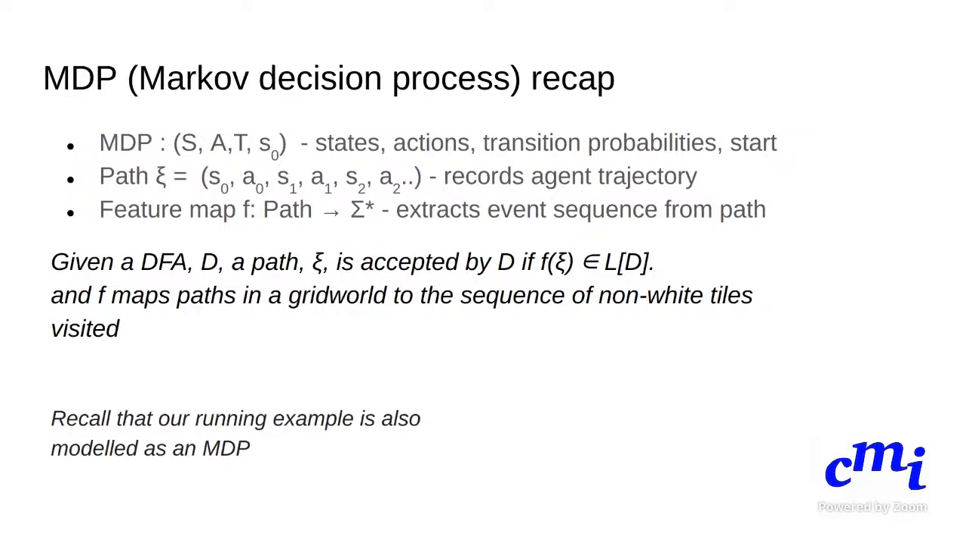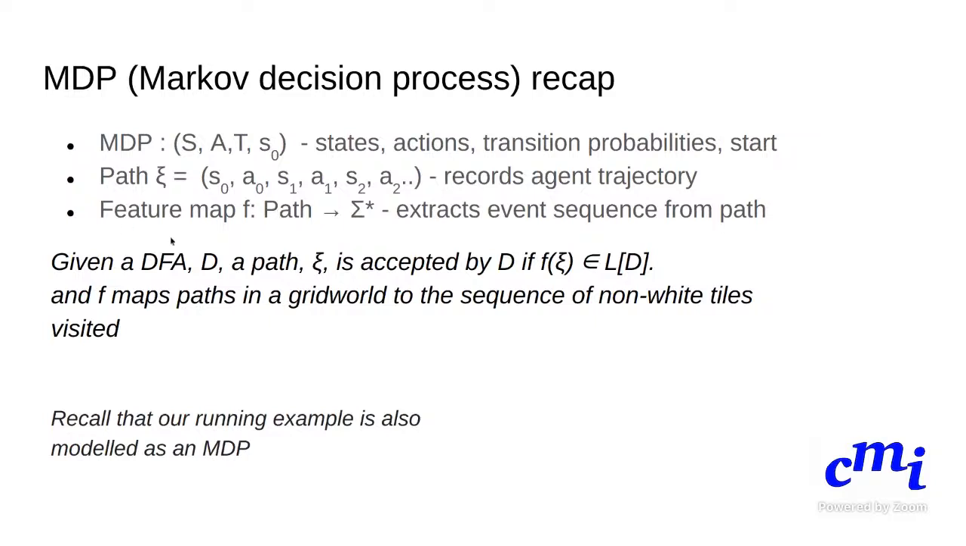It can be seen as a computational model, slightly different from a DFA. We are now dealing with a Markov decision process. In a Markov decision process, a path looks like S naught A naught. These small S and A are states and actions. If we recall, an agent can make a move or take an action. This is what A naught, A1 represent, and S naught, S1 represent the states of the automaton that we're trying to learn.